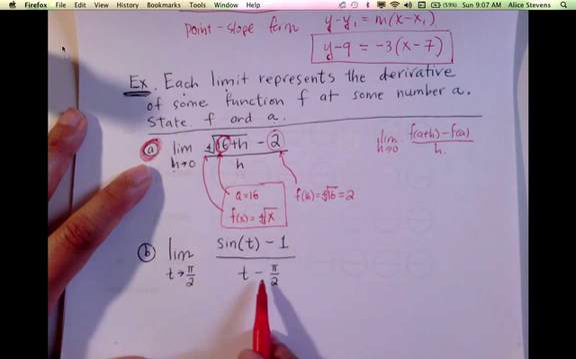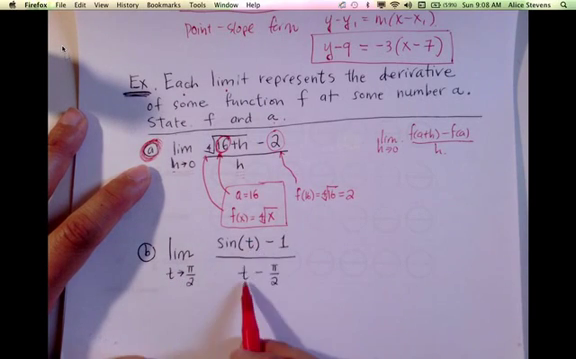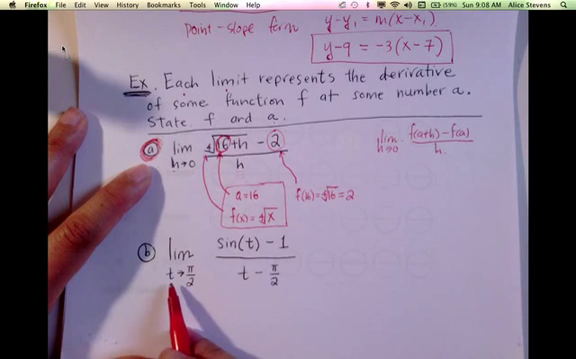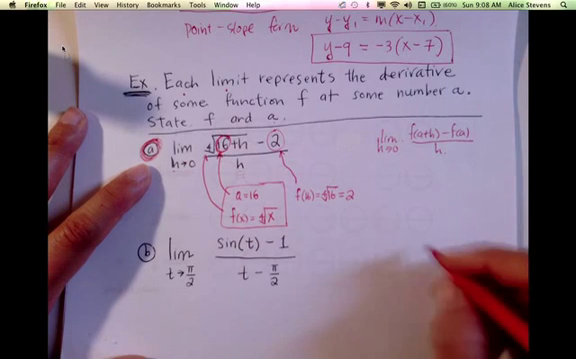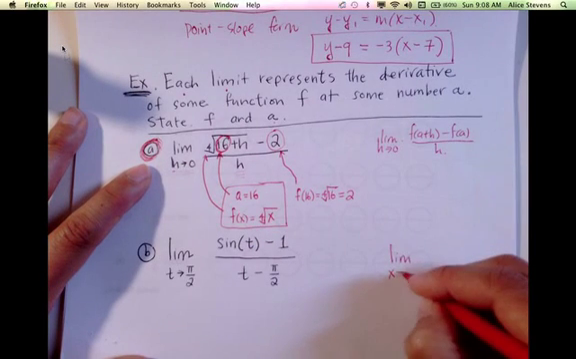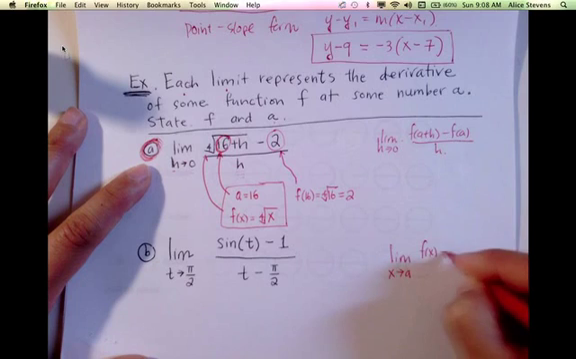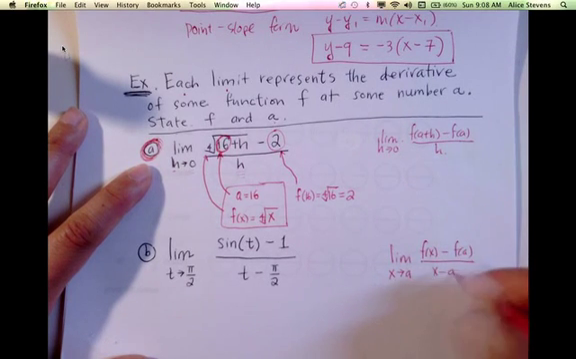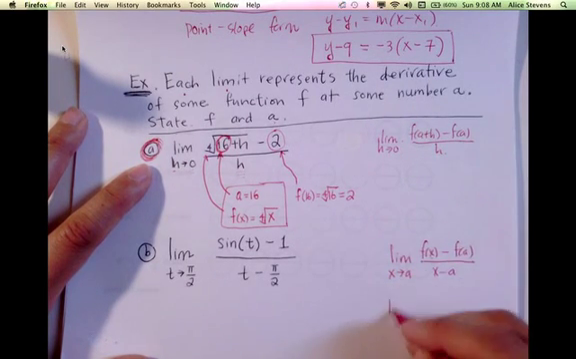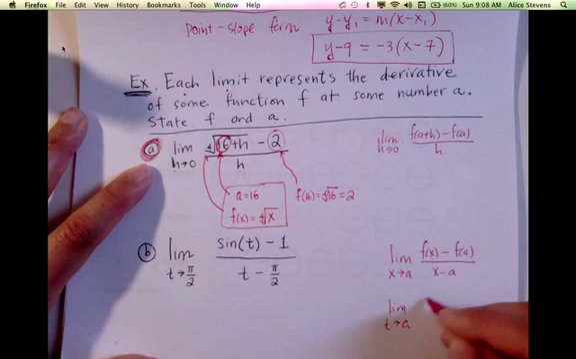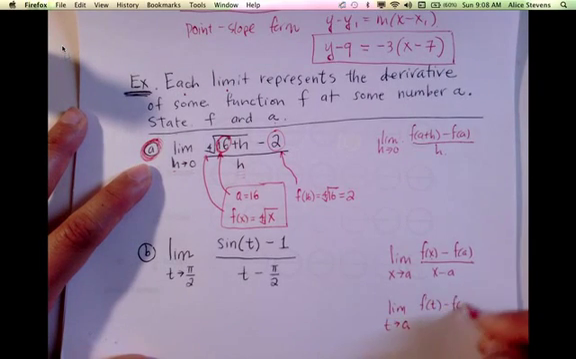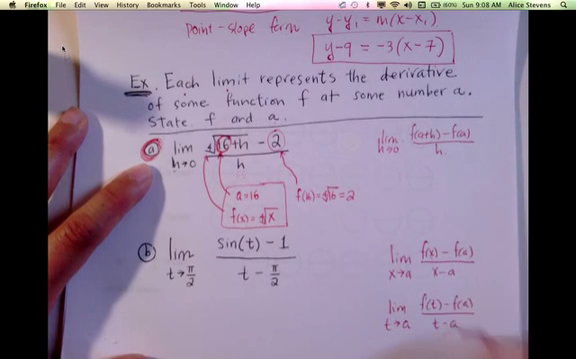Next, I'll look at this example. Now this one doesn't have the h in the bottom. In fact, it doesn't even have an h or an x or anything. There's t. But this looks like it has the structure of a slope. So this to me looks like x approaches a. The only difference here is that instead of the variable x, they're using a t here, which is fine. You can always give things different names.